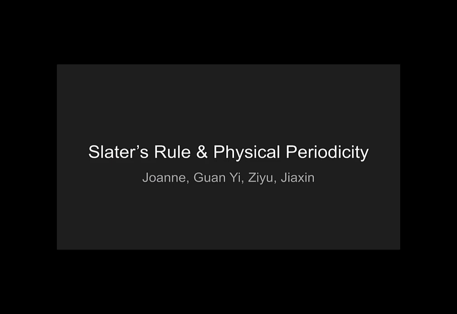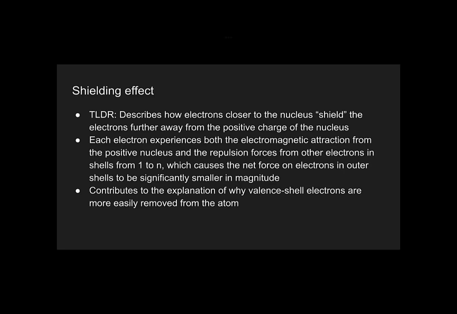Firstly, the shielding effect. The shielding effect describes how electrons closer to the nucleus shield the electrons further away from the positive charge of the nucleus. Each electron experiences both the electromagnetic attraction from the positive nucleus and the repulsion forces from other electrons in shells from 1 to n, which causes the net force on electrons in outer shells to be significantly smaller in magnitude. It contributes to the explanation of why valence shell electrons are more easily removed from the atom.